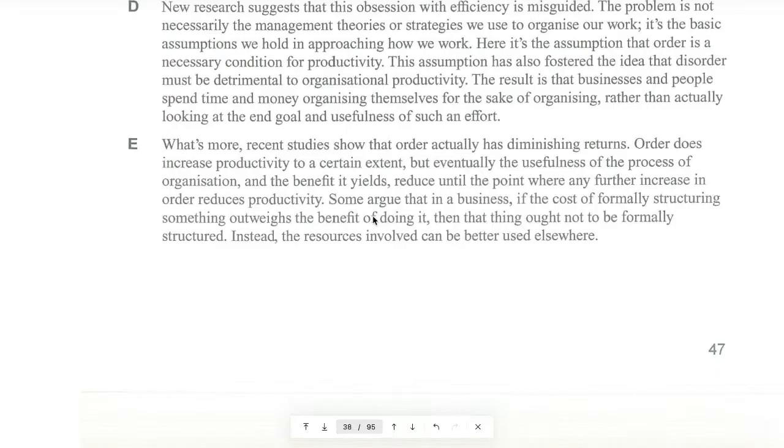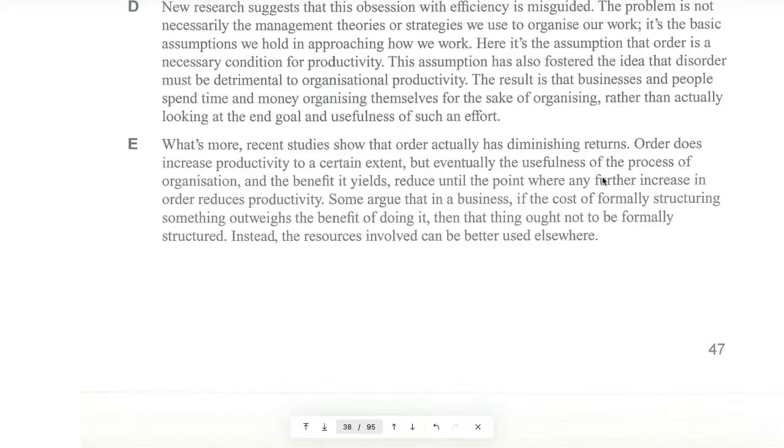Okay, let me explain. So when we talk about evidence, I mean, they must show some points to prove something. For example, order does increase productivity to a certain extent. Do you understand this? That means they agree that if an organization has good order, then order does increase productivity to a certain extent. Yes, it can help to increase productivity if you have order. Okay? But only to reach a certain point.